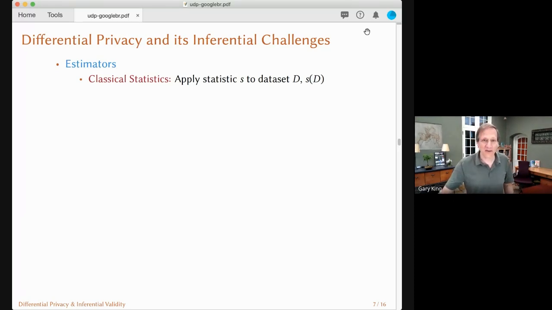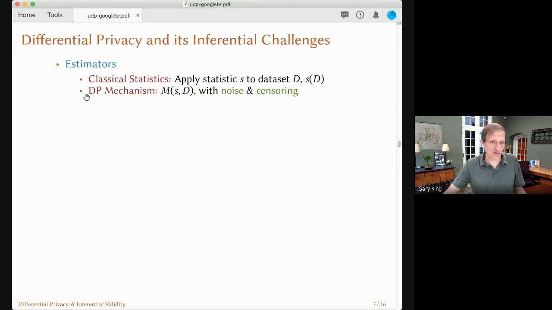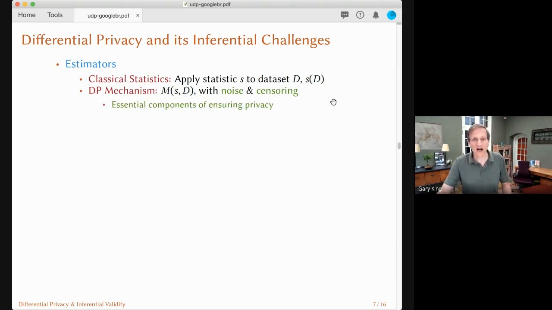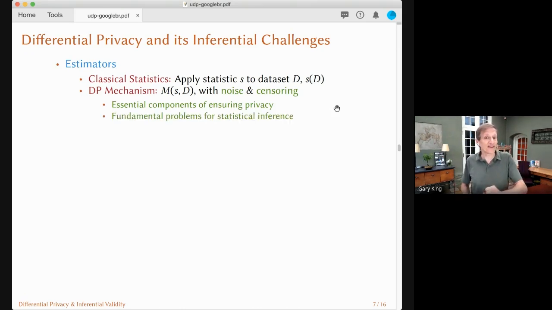But in any event, this is a statistic, a function of the data set D. We then, in differential privacy, typically have some kind of mechanism, which is another function of the data, but where noise and censoring are part of it. The key thing, though, is noise and censoring. They're essential components of ensuring privacy, but they're fundamental problems for statistical inference.